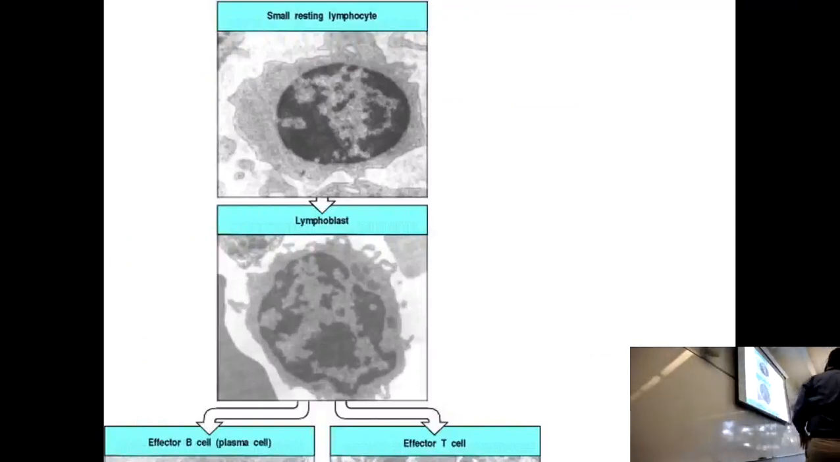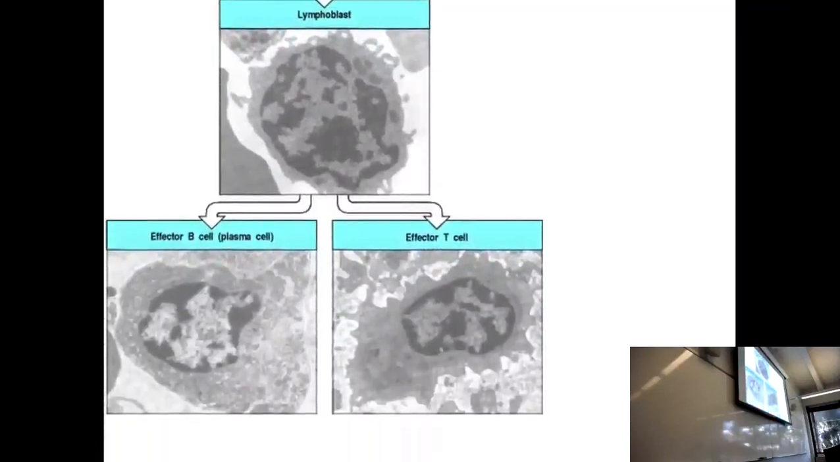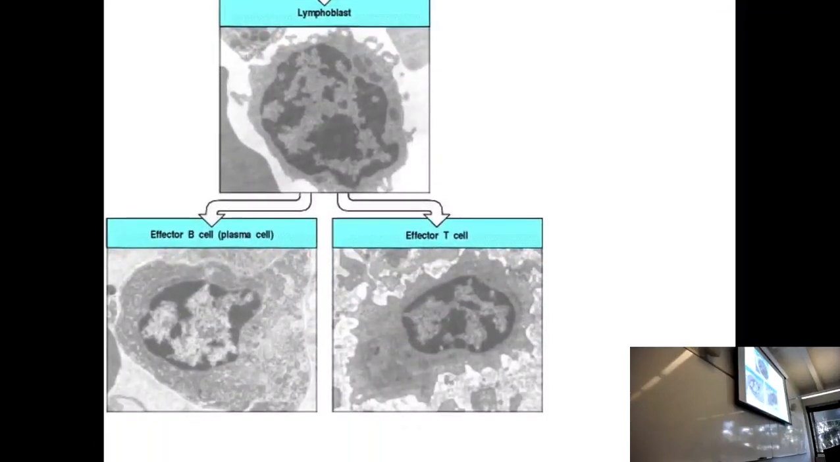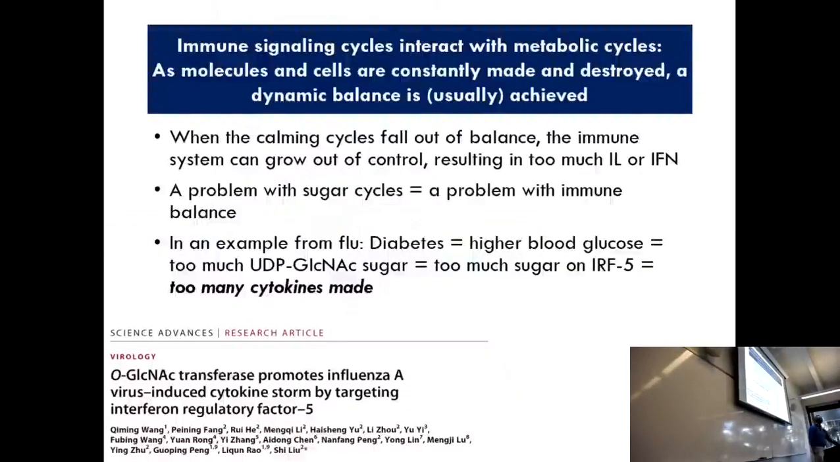This is what they actually look like. Here's when it's resting, when it's activated at first, and then it grows up into an effector cell. This is the cell that makes antibodies. This is the cell that's a T cell. You can see at this perspective, you can't really tell the difference between them, right? But you know that this has B cell receptors on the surface. This one has T cell receptors on the surface. And they have very different jobs.